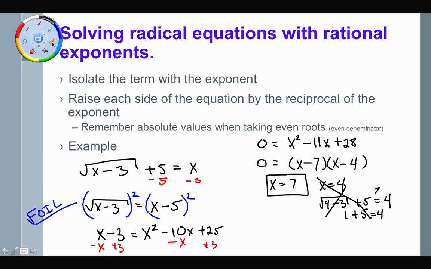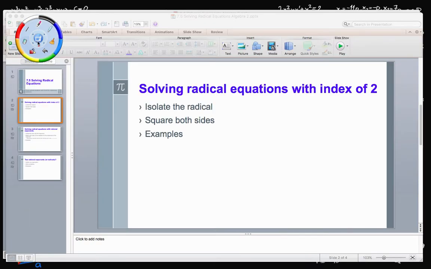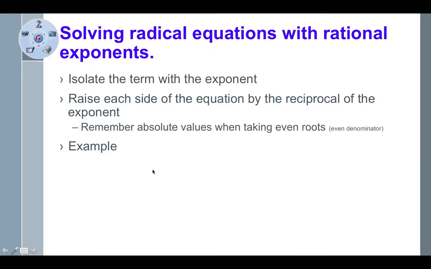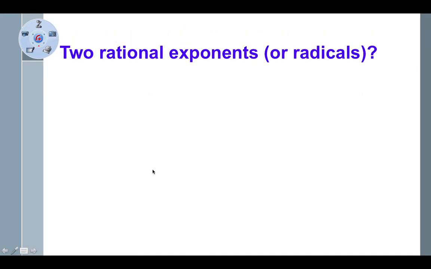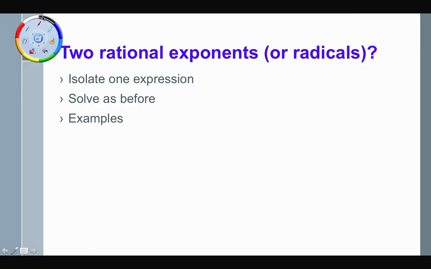All right, with that example, now we can move on to that last piece that we need to discuss, and that's where we have two rational exponents, or the same idea as two radicals. So the idea here is that you're going to isolate one of the expressions and essentially solve as before. We're going to take powers of both sides, and let's see what that's going to look like on our example. Now, these are more complicated examples, so this one's going to take us a couple minutes, probably a little bit longer than the last couple problems.